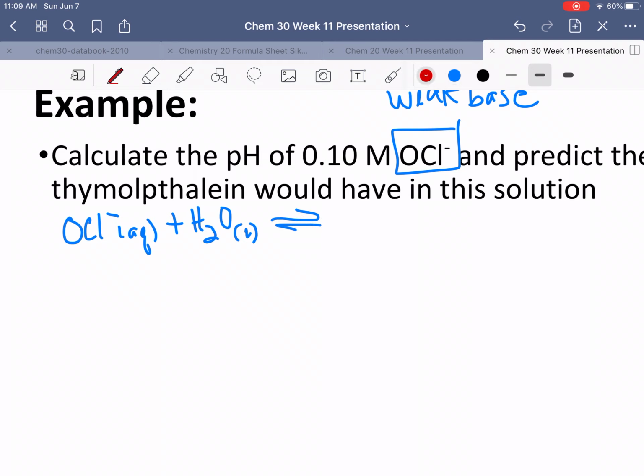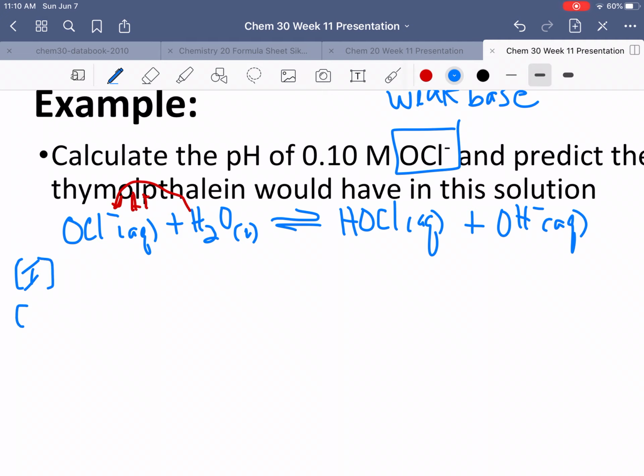It is going to act as a proton acceptor, all right? So logically then we end up with HOCl. It's no longer negative, it gained a positive. Plus we're left with hydroxide. This makes sense with a basic substance. You would get hydroxide.